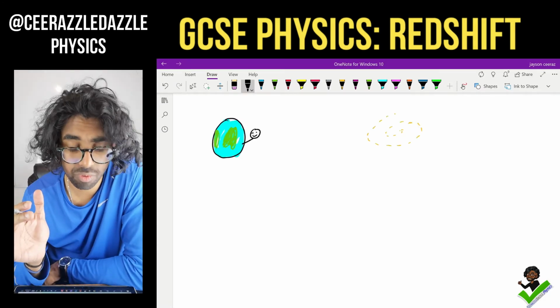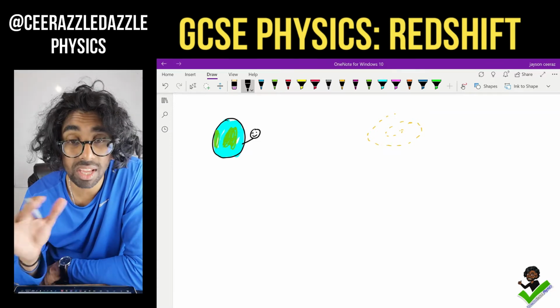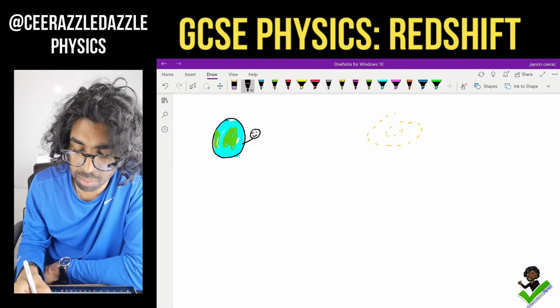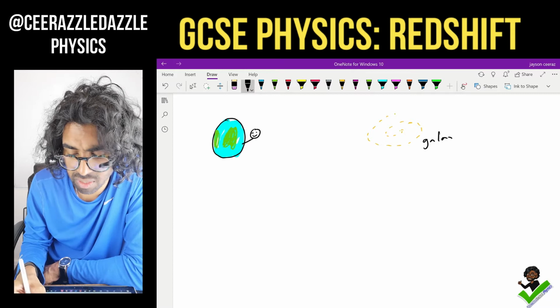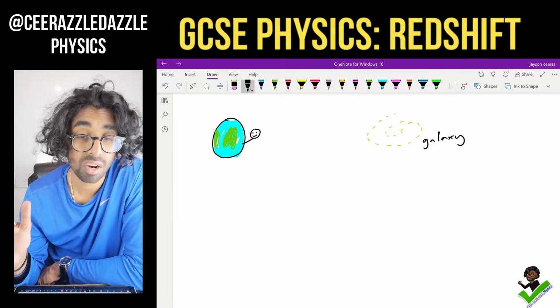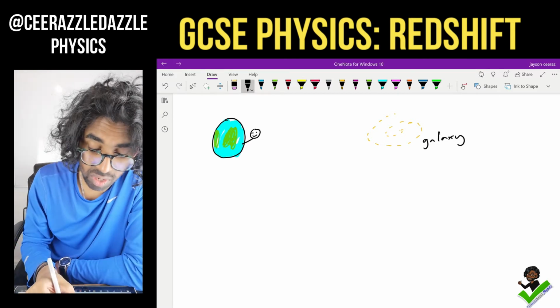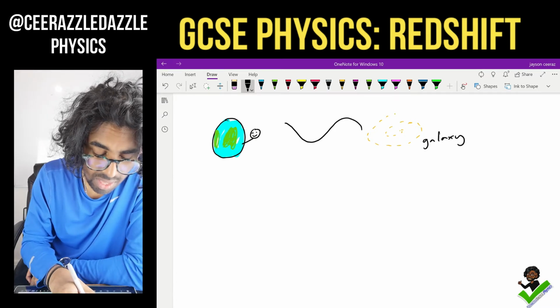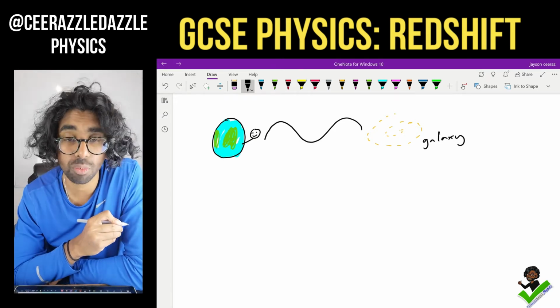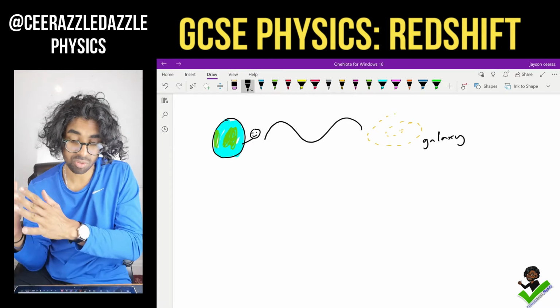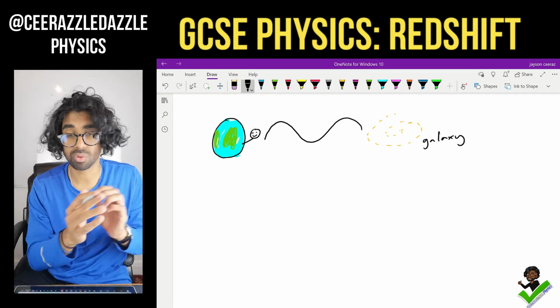Okay, so let's start off with the following scenario. Let's say you're on Earth and you look out into space and you can see a nearby galaxy. That galaxy will be giving off light, and that light will be traveling towards you in the form of a wave. So the light coming out is traveling from the galaxy towards you.